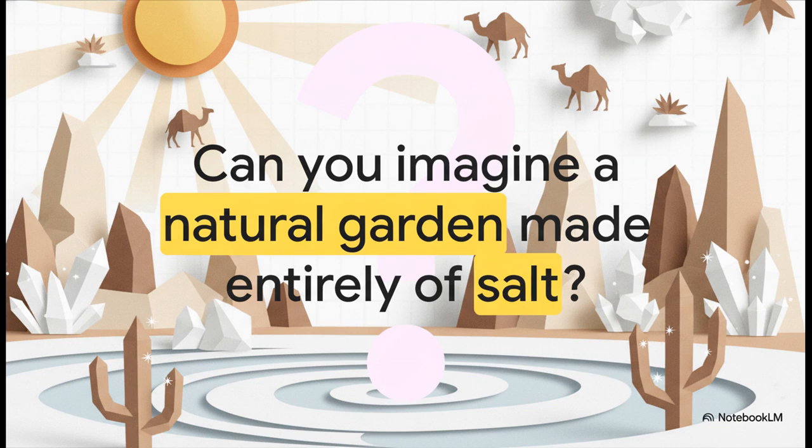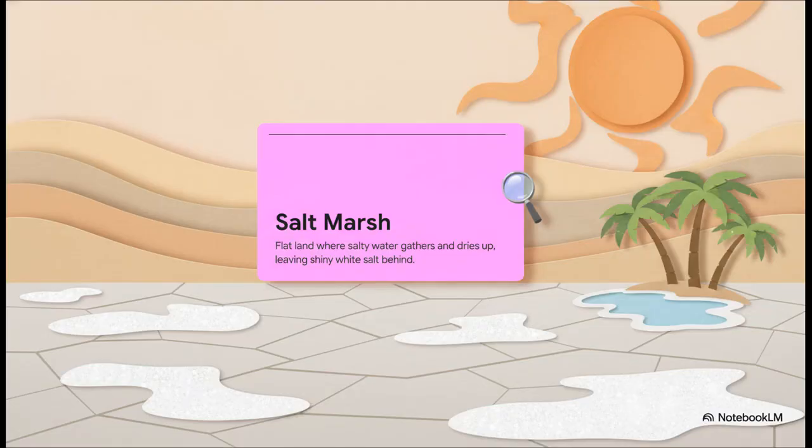Not green grass, not pretty flowers, but shiny white salt. Do you think such a place even exists out there in the desert? Well, yes, it actually does. And this brings us to our next tricky word, salt marsh. A salt marsh in a desert is a very special kind of flatland. Sometimes salty water gathers right there.